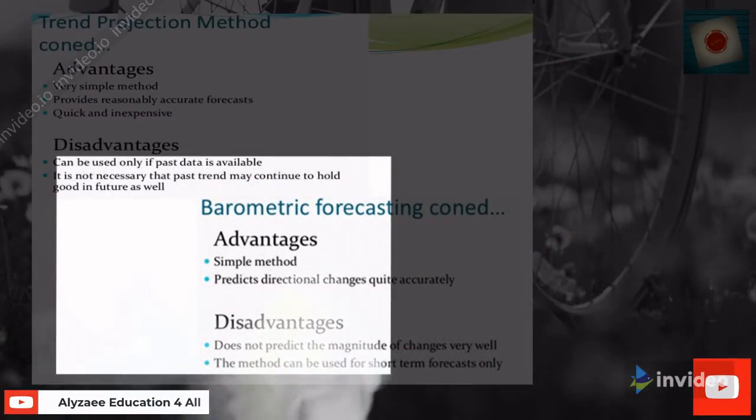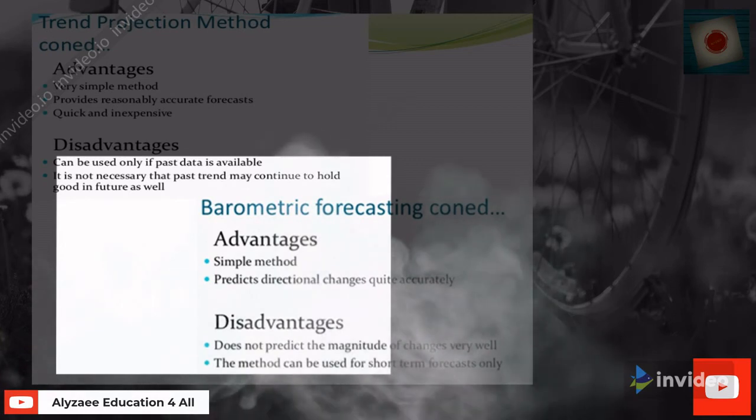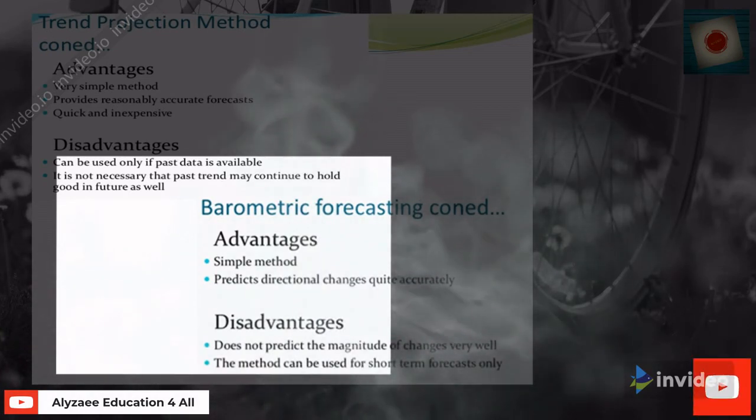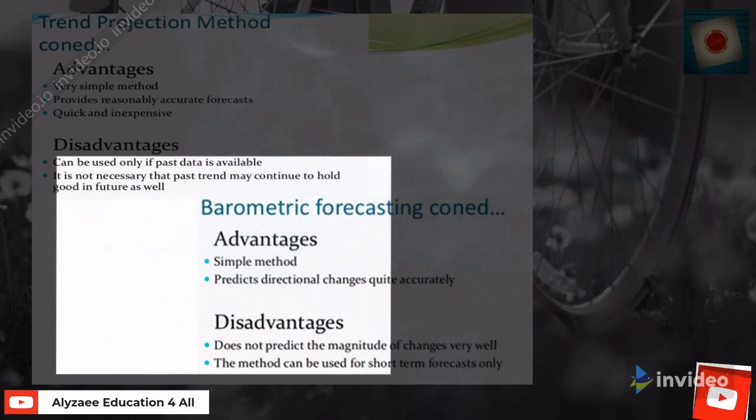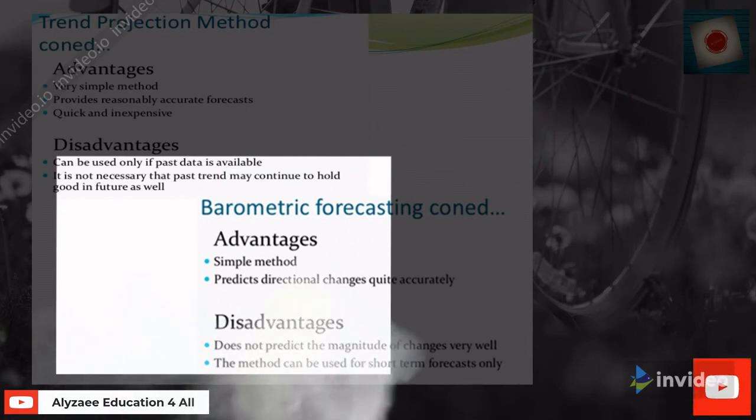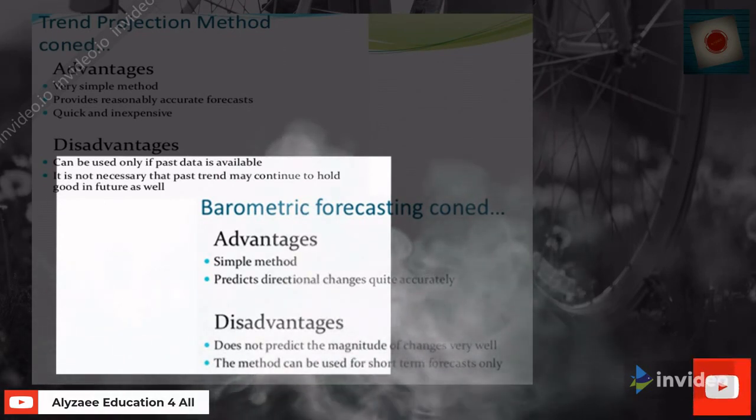Trend projection method. The advantages are that it is a very simple method, provides reasonably accurate forecasts, and is quick and inexpensive. Disadvantages: it can be used only if past data is available. It is not necessary that past trends will continue to hold good in the future as well.